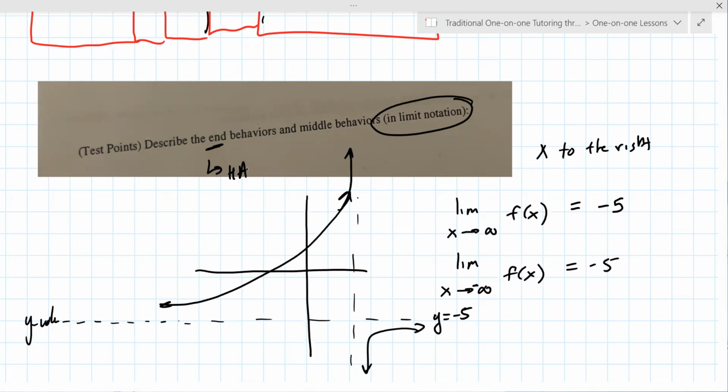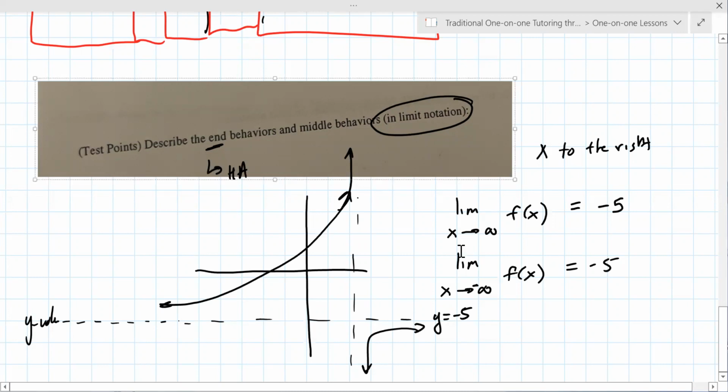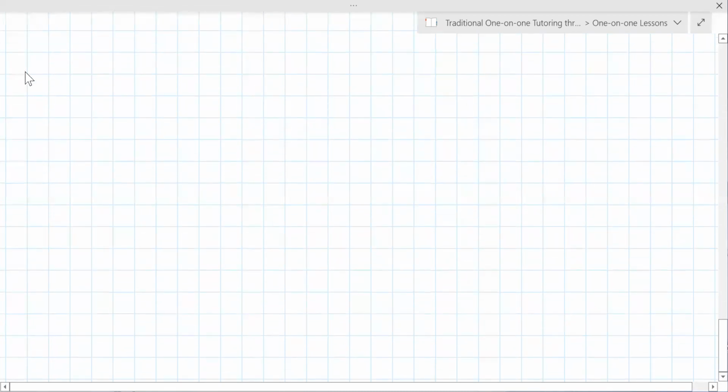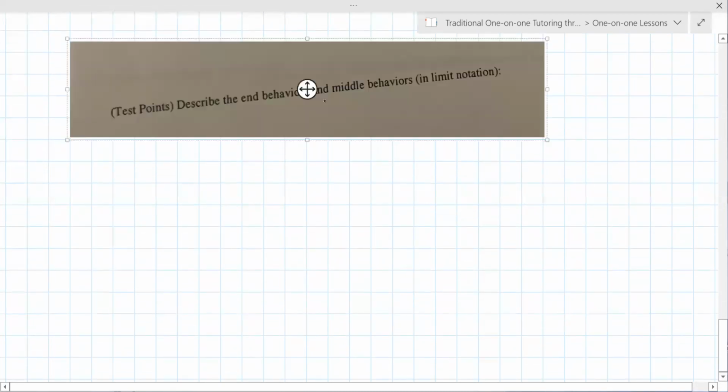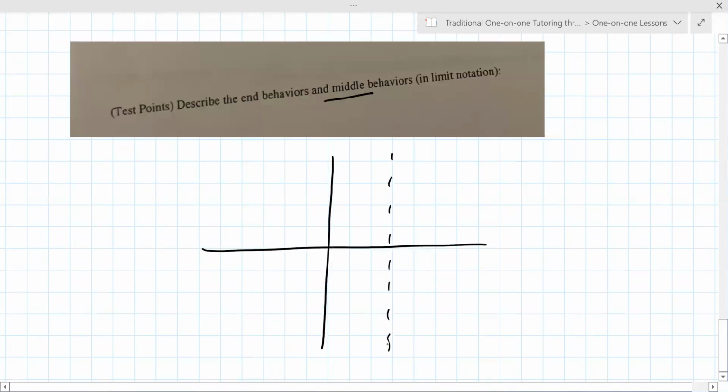All right, now middle behavior. So the middle behavior, horrible. We've got like the never-ending problem here, because there are just so many things here. So the middle behavior wants to know what's going on at the vertical asymptotes. And we know that it's basically doing one's going up and one's going down.